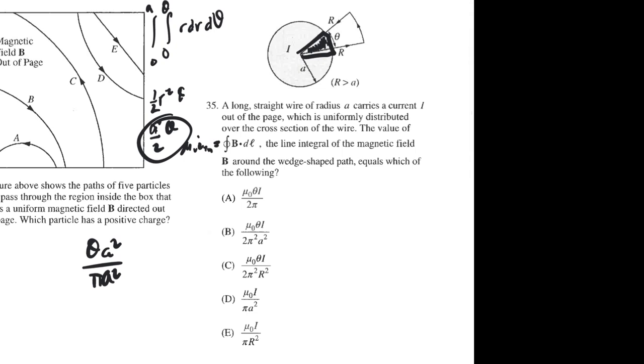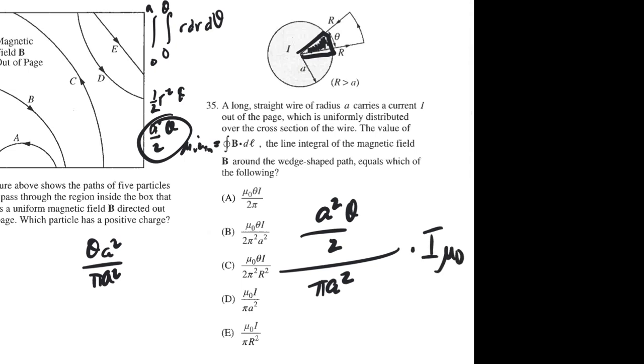I think that's right. And then we want to find the percentage of that. So it would be a squared theta over 2, divided by the area of the whole thing, times the current times mu naught. A squared cancels. I get theta over 2 pi I mu naught. So I guess it is A.